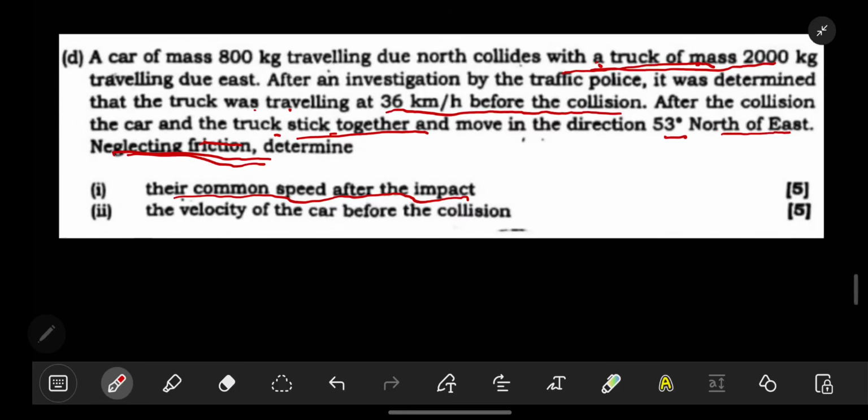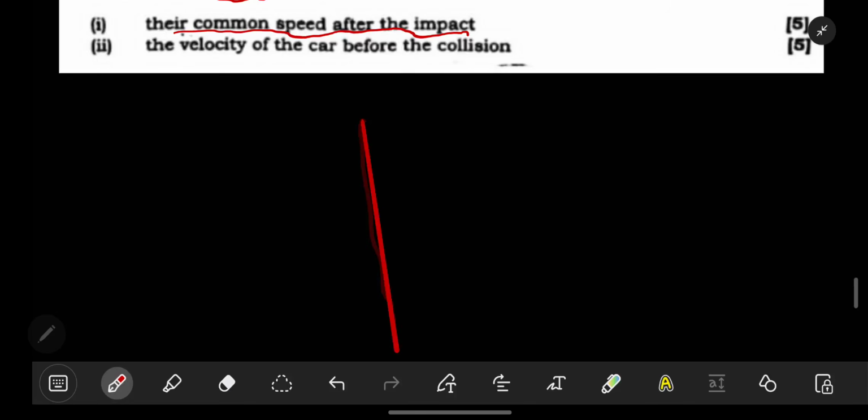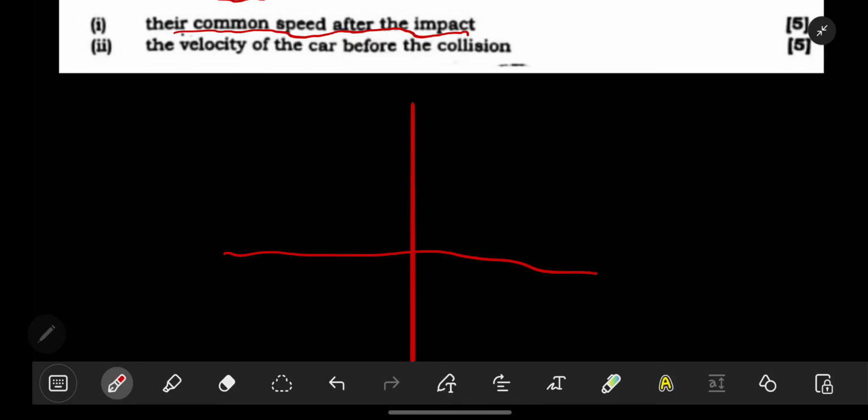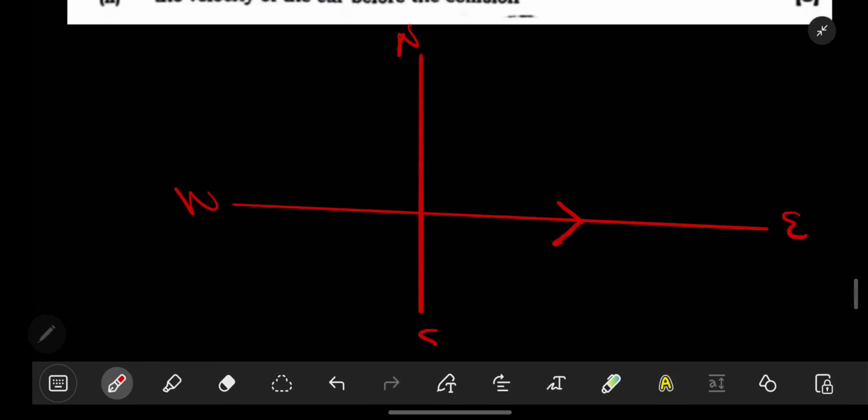So this truck, we are told where it was traveling. If we draw our XY plane like this, we are going to have the truck moving due east. So this is east, this is west, this is north, this is south.